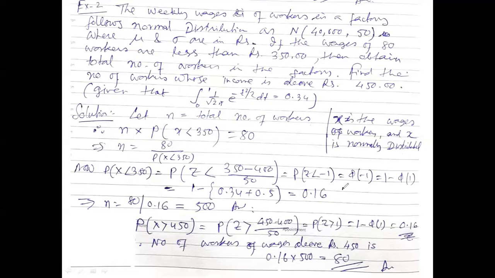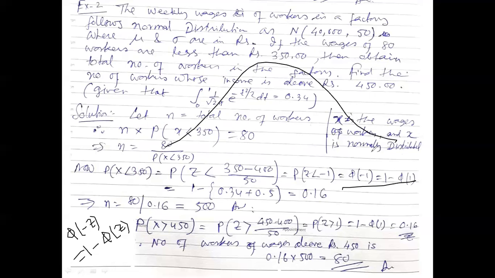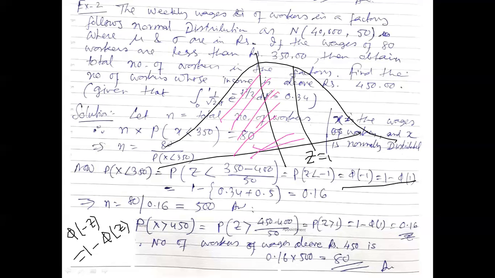Or you can use the formula like this. What does this formula mean? For any probability, phi of minus z is generated using this formula: phi of minus z is 1 minus phi z. Again, we can go for phi z. By definition, phi z will be like this. Here z is equal to 1. So by definition, phi z is this part.